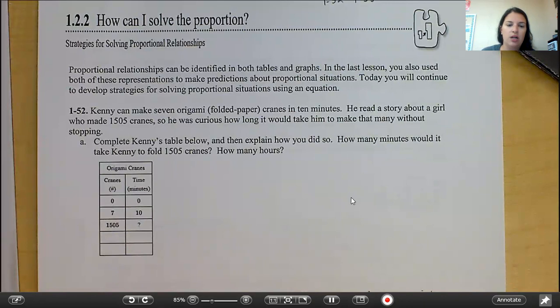Kenny can make 7 origami folded paper cranes in 10 minutes. He read a story about a girl who could make 1,505 cranes, so he was curious how long it would take him to make that many without stopping. Complete Kenny's table below and then explain how you did so. How many minutes would it take to fold 1,505 cranes? How many hours? So go ahead and work on that table.